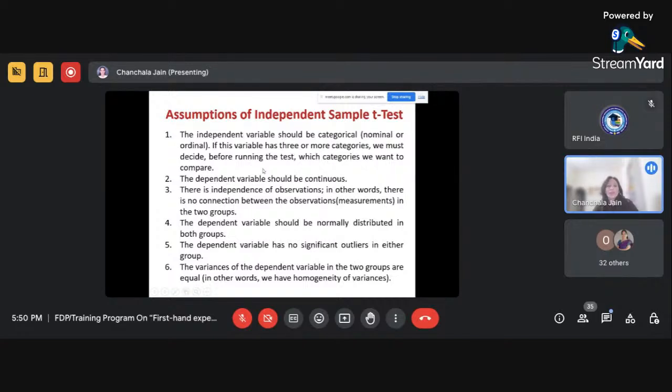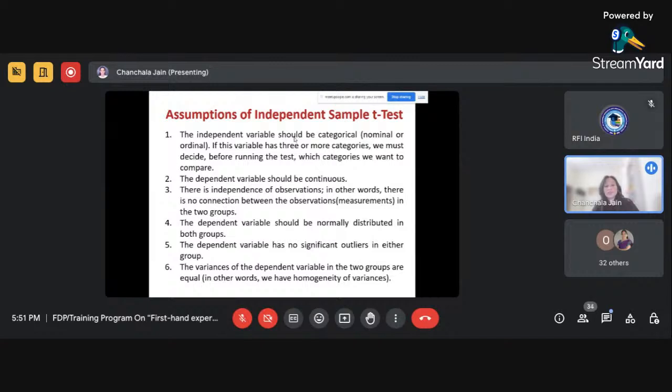If I want to say this particular assumption simply, we need to check which type of variable the independent variable is. If that variable is categorical, it is fine. Now we need to check how many categories we have taken, whether there are 2 or more than 2 categories. 2 categories means it is fine, but if we have more than 2 categories, then we need to decide for which 2 categories we want to compare our dependent variable, because this is the limitation of the t-test. The t-test cannot compare more than 2 categories or more than 2 groups, right? So this is the first assumption.